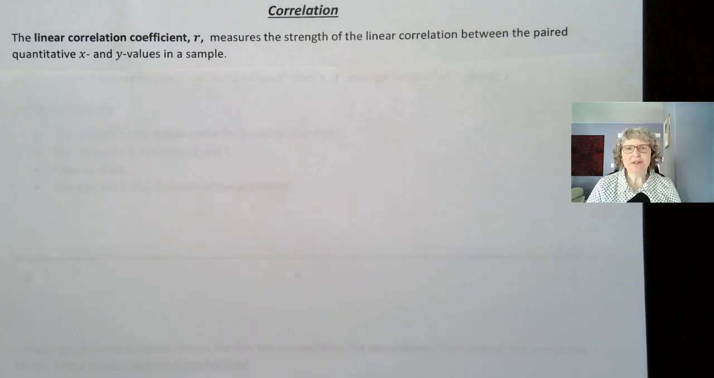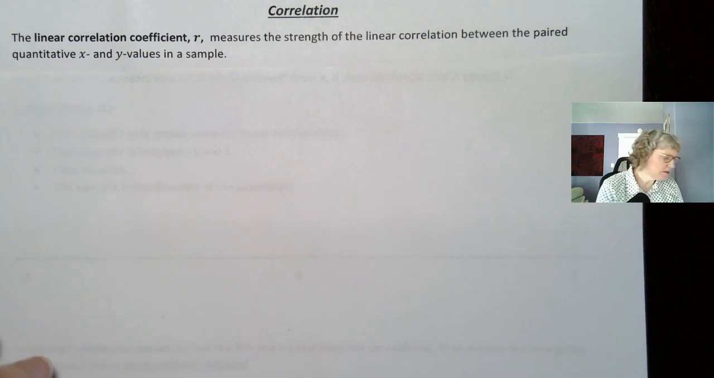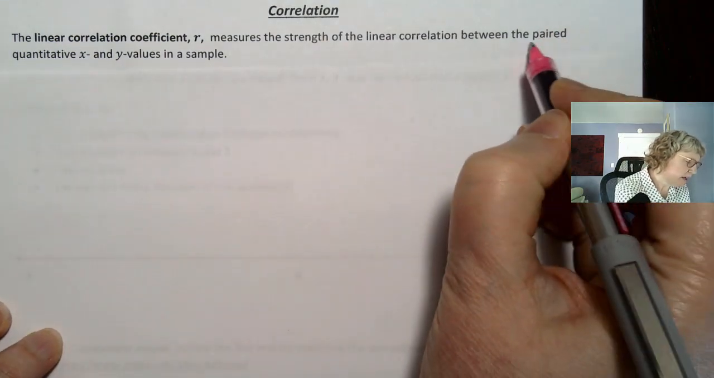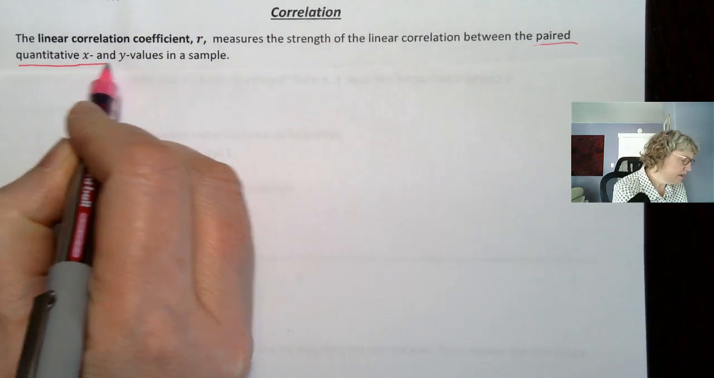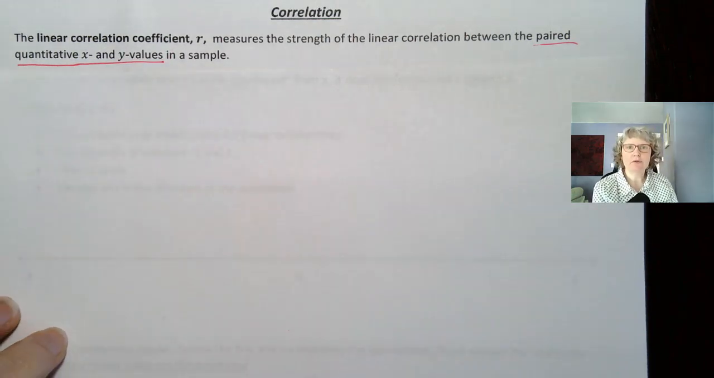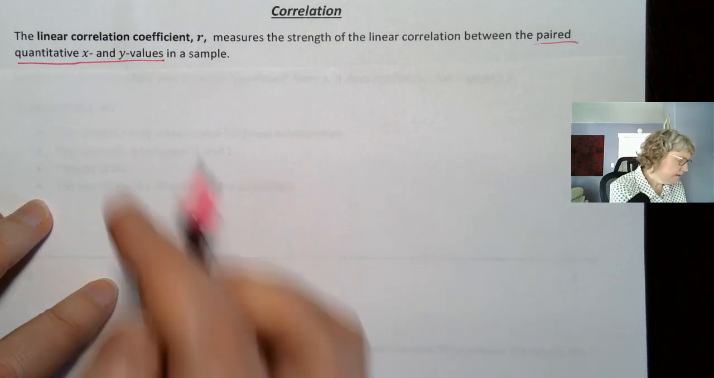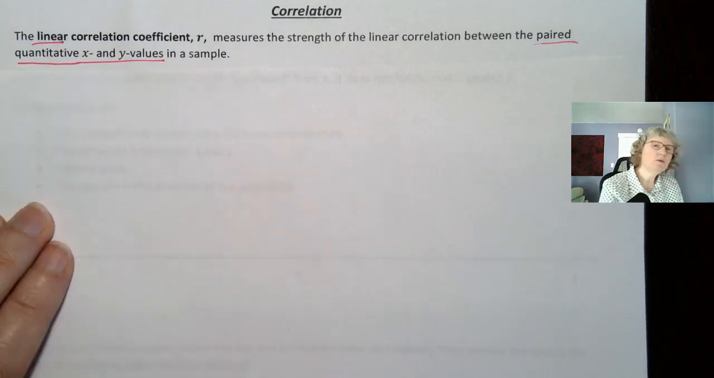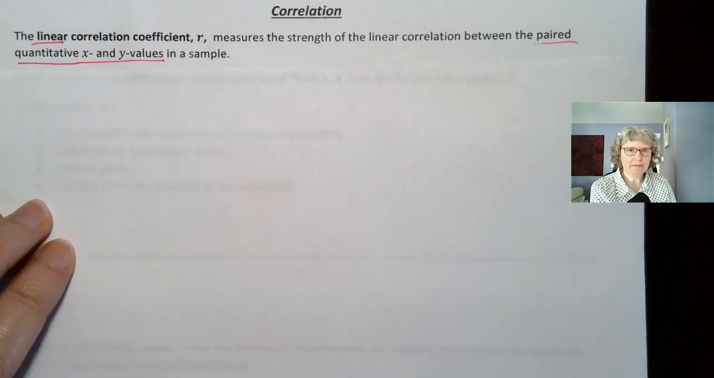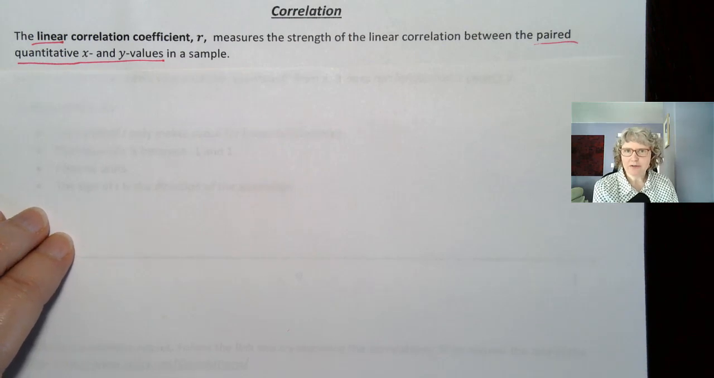Hi there. In this video, we're going to talk about correlation, also known as the correlation coefficient. So remember, we're talking about paired quantitative x and y values. So we have two variables that are both quantitative, or numerical, and it also only works for linear patterns. You can get a correlation for a curved pattern, but it won't be meaningful. It won't tell you what you think it tells you. It won't tell you what you want it to tell you.